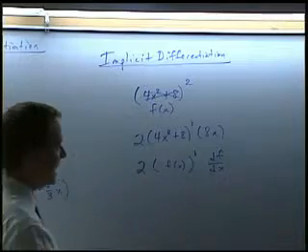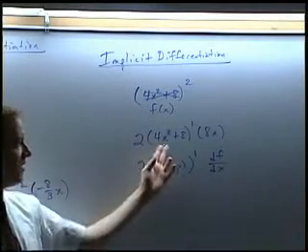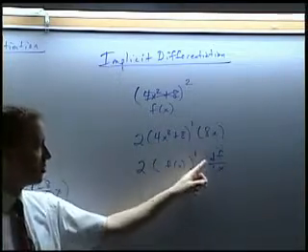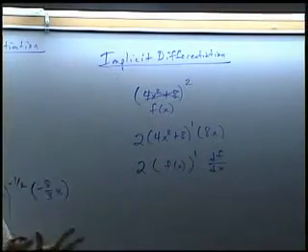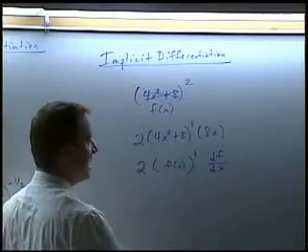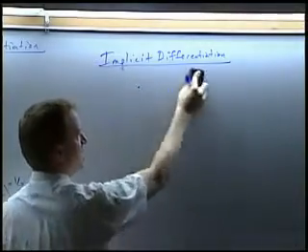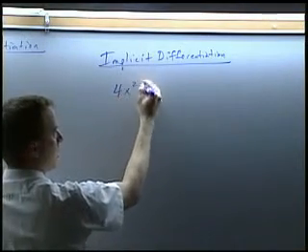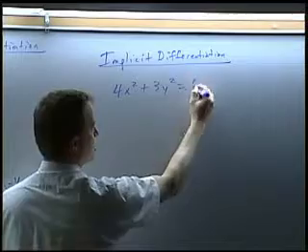Okay? But the big idea that I'm trying to get at is that if we have a function of x in here, we can still take the derivative, we just can't be quite as specific. All right, now, that's the key idea behind implicit differentiation. Okay? Let me rewrite the function over here. 4x squared plus 3y squared equals 6.